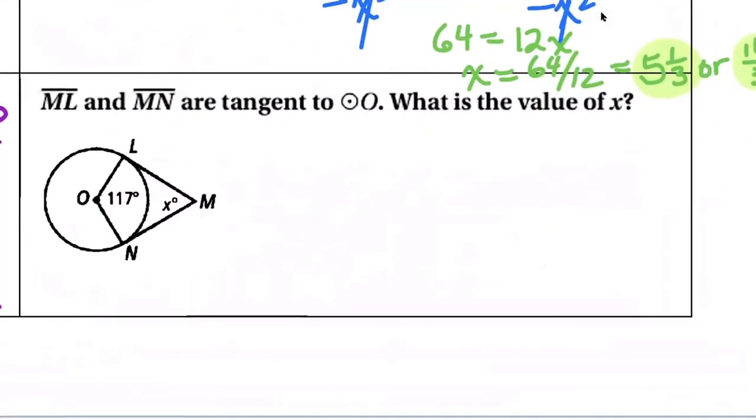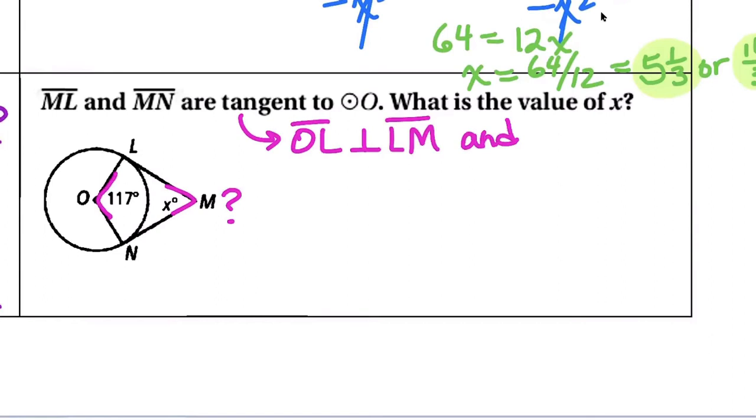Okay, and then for this problem, it says segment ML and segment MN are tangent to circle O. What is the value of x? Okay, so we're told that the central angle measure is 117, and we're trying to figure out what is the angle measure at M. So why did they tell you that those are tangent? Well, that means that angle L is a right angle, so segment OL is perpendicular to segment LM, and segment ON is perpendicular to segment NM. So that's a right angle and that's a right angle.